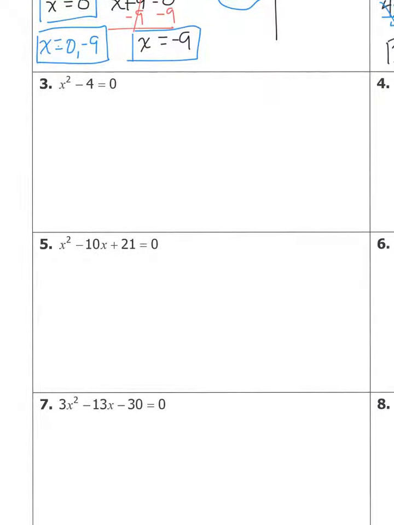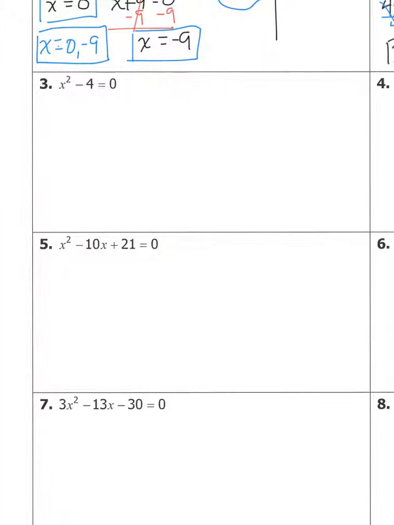So number 3 is different than 1 and 2. And the reason why it's different is because there is no greatest common factor to take out. I have one side equal to 0, but no GCF. So you're going to ignore this side and just factor this. The only binomial that we can factor, if we don't take out a GCF, is the difference of two perfect squares. So this is the difference of two perfect squares.